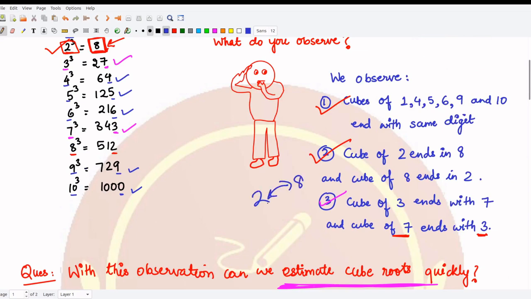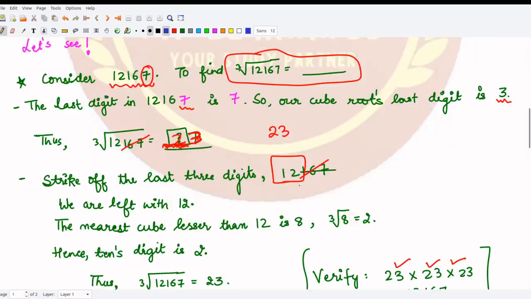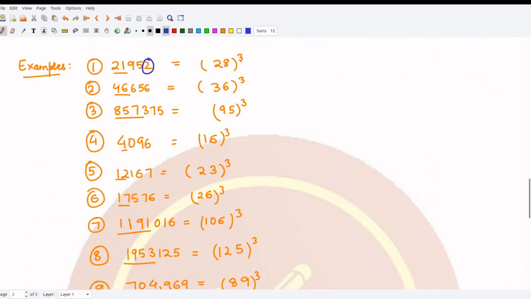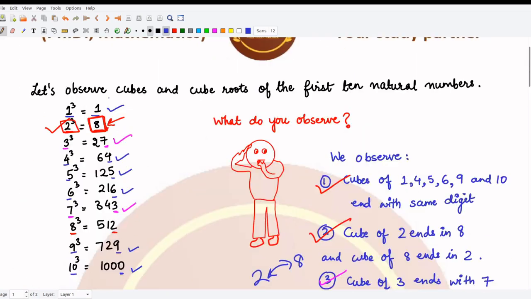If you found 2, you get 8. If you have 8, you get 2, correct? So the last digit is 8. Now we can strike off the last 3 digits, so you're left with 21. Now go back to your table here and locate what number is less than 21.